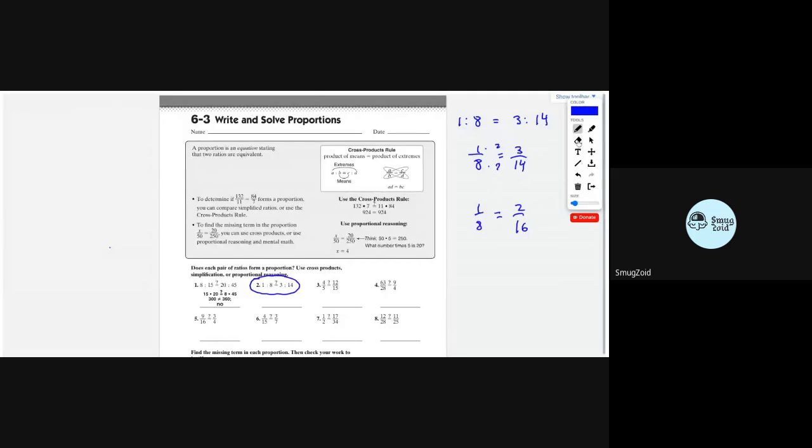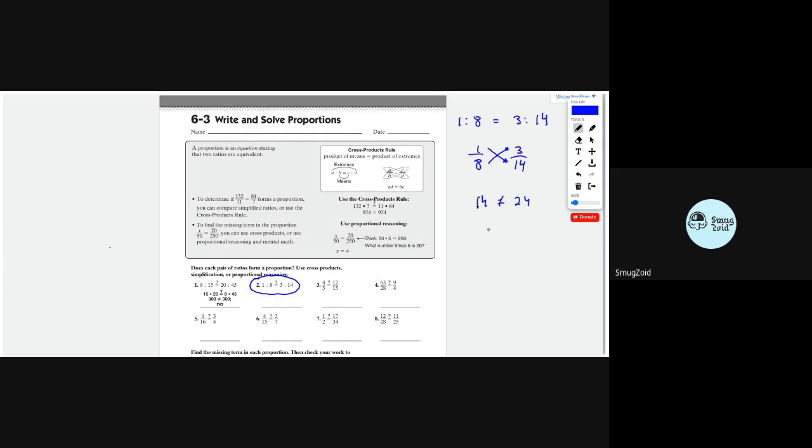But let's work it to see whether this is proportionate, the way they're telling you to do it. One way is you can cross multiply. If I cross multiply this way and this way, the numbers should match, and they don't. If I cross multiply this way, I'd get 14. It's not equal to 24, so they're not proportional.